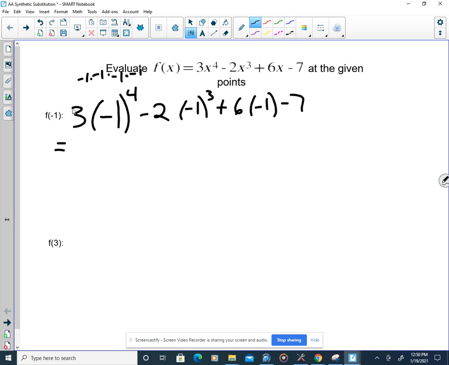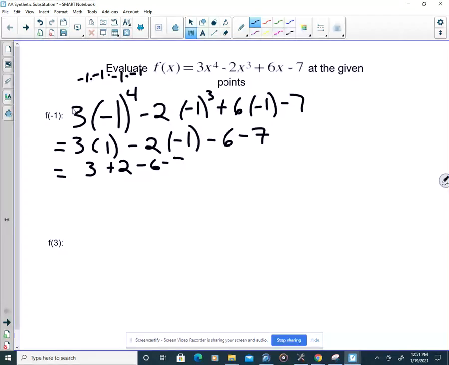So that'll be 3 times 1. Minus 2 times -1 cubed will end up being -1. 6 times -1, we know it will be a -6, and then we'll have a -7. So we end up with 3 times 1 is 3, minus 2 times -1 will be +2, then -6 minus 7, and this all ends up being 3 plus 2 minus 6 minus 7 is -8.